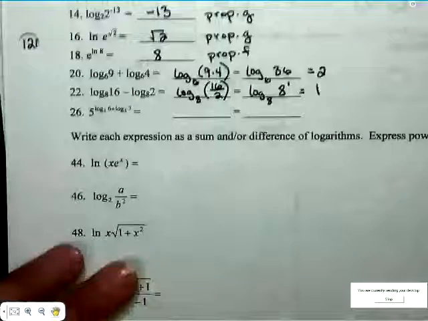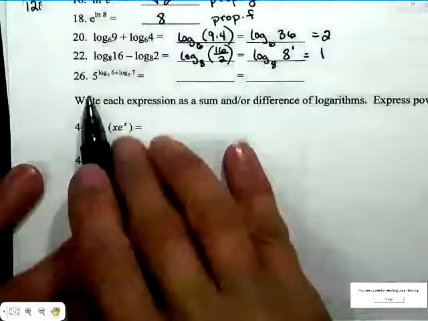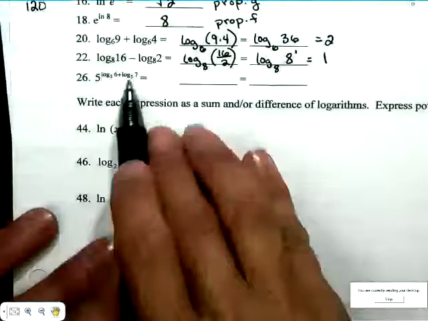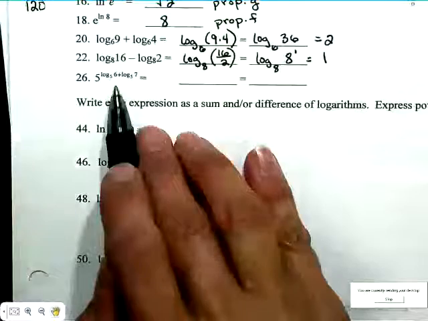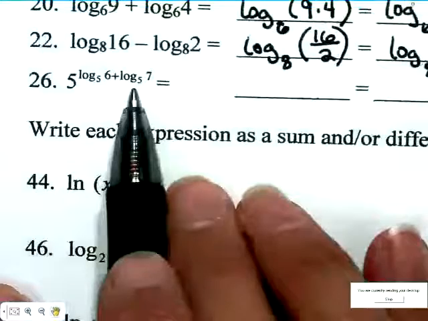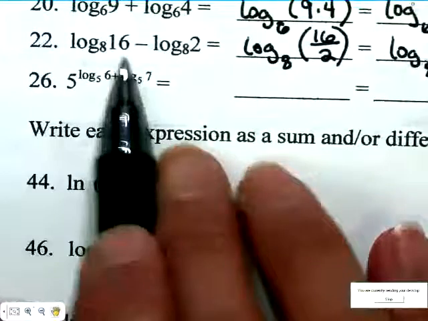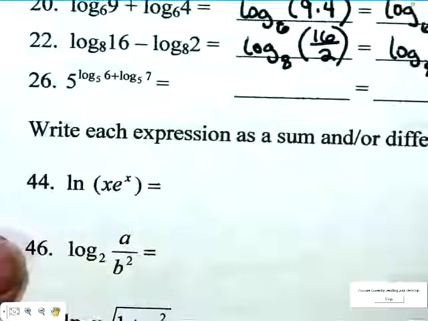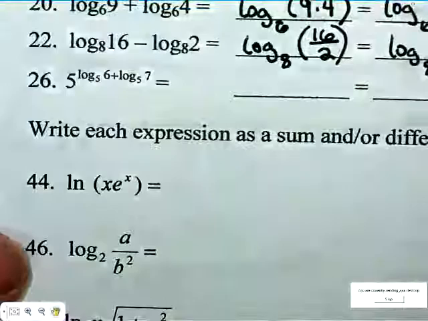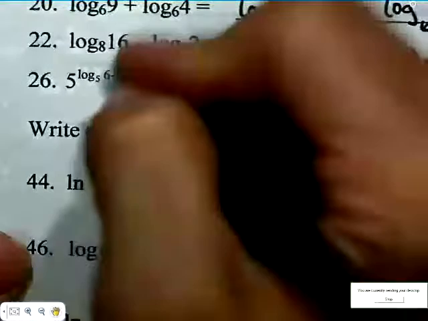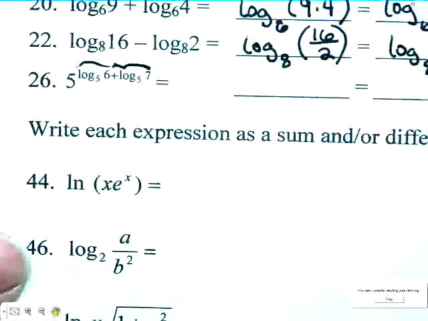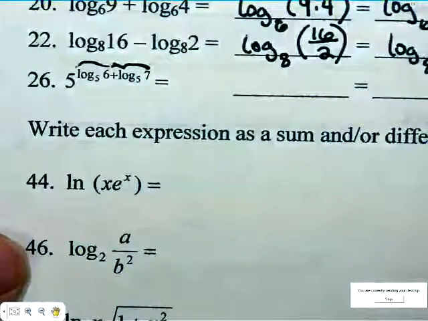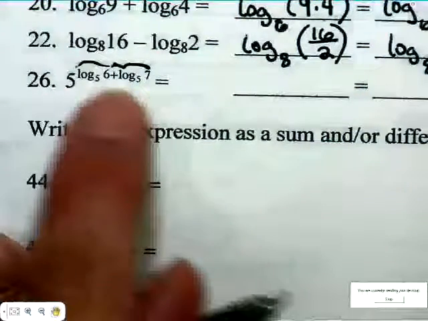All right, number 26. 5 to the log base 5 of 6 plus log base 5 of 7. If I had 5 to a single logarithmic expression, if that was just 5 to the log base 5 of just one argument instead of a sum of two logs, in other words, if I could put this exponent back together as a single log, then yes, I could say the 5 to the log base 5 undo each other. What would this be as a single logarithm?